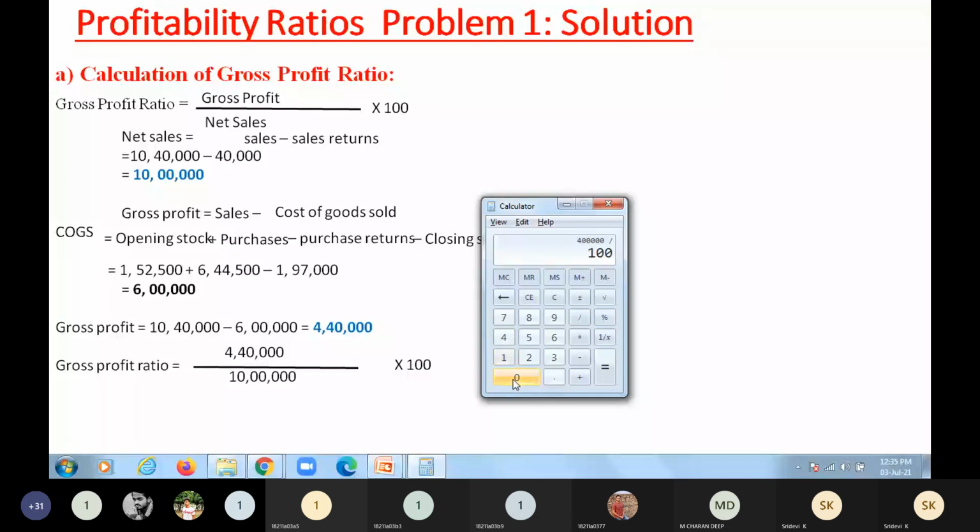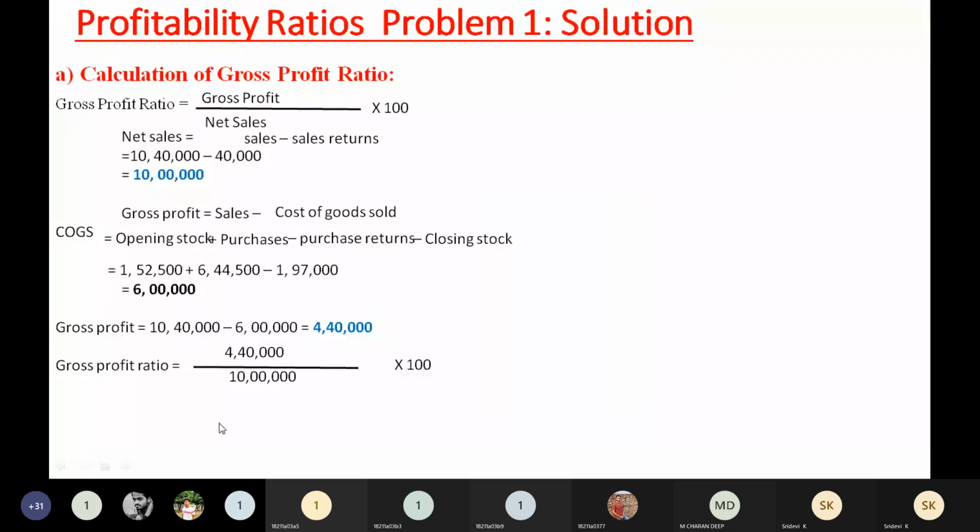Okay. So be careful while taking values, the zeros. So 0.4 into 100. That will give you 40. So this 40 is the gross profit. What is that 40? Percentage. Because here I had taken 4,40,000, it was showing 44. So that is only 40%. Okay. So this is how you are going to calculate the gross profit ratio.